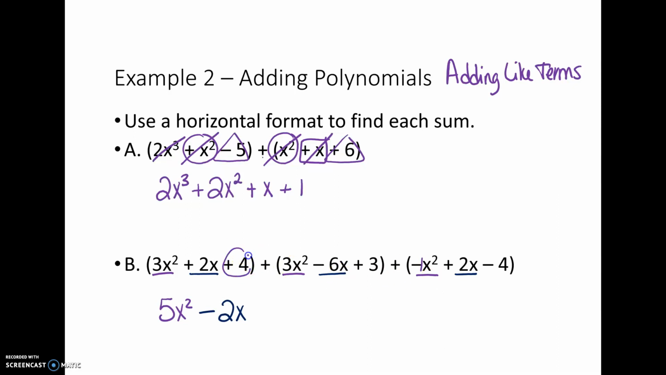Next we would do our numbers, 4, 3, and -4. The 4 and the negative 4 would cancel each other out, so we would have plus 3.